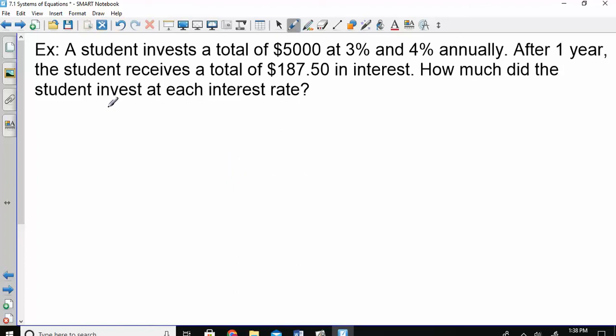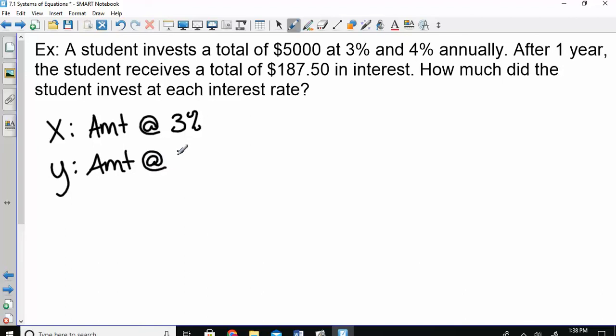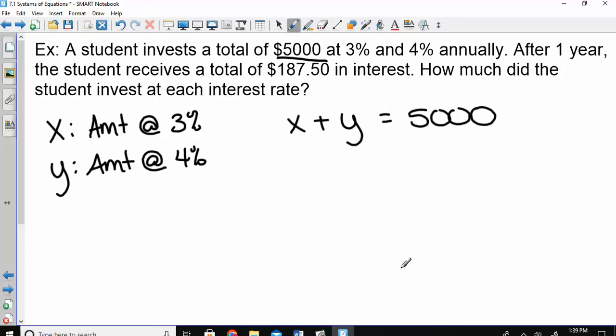So what am I trying to find? So x would be the amount at 3%, and y could be the amount at 4%. Right, we have a total of $5,000. The other thing I give you is the interest.